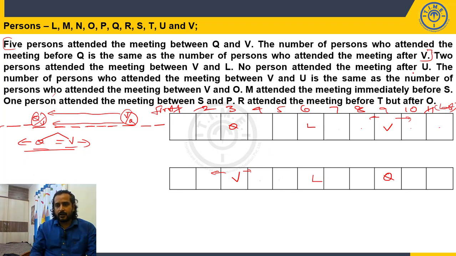No person attended the meeting after U. No one attended the meeting after U means U is the last person to attend the meeting. So U will be here in both the cases.